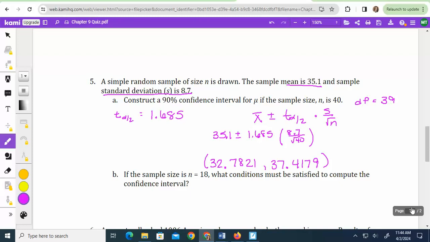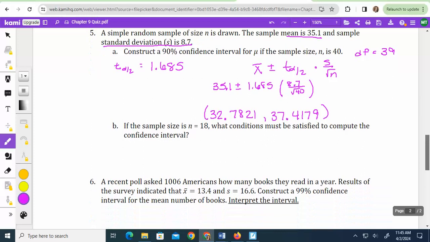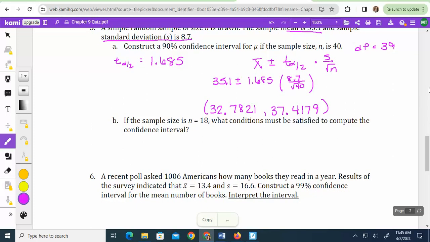So everybody get that to work out? B, if the sample size is 18, what conditions must be satisfied to compute the confidence interval? Right, so that's really asking about our criteria. If we're talking about the sample mean, what are my criteria? What do I have to have?